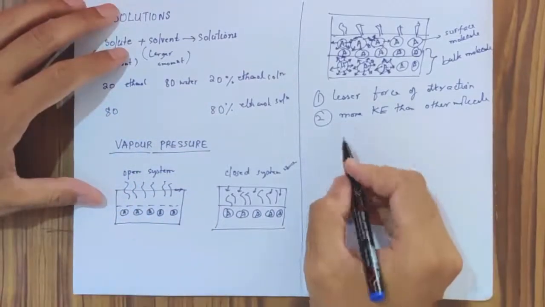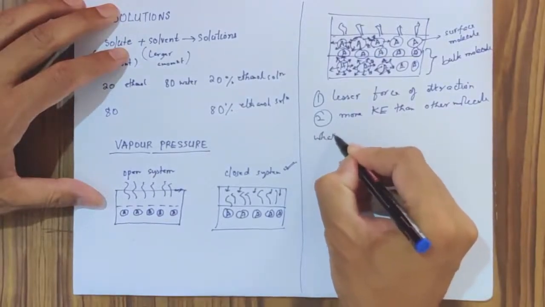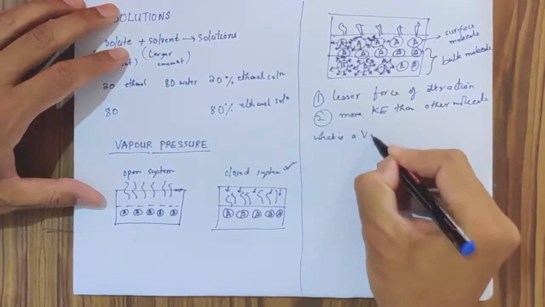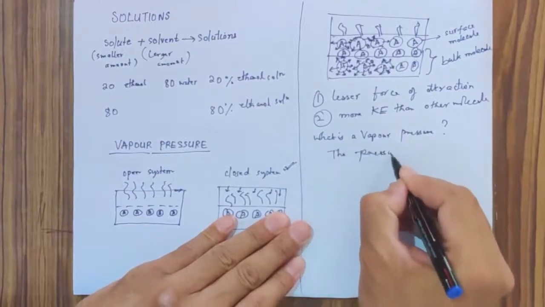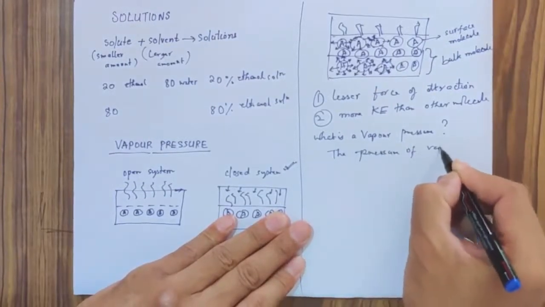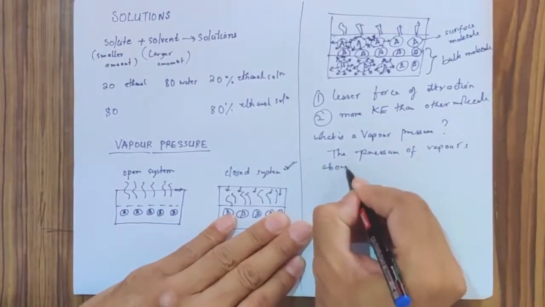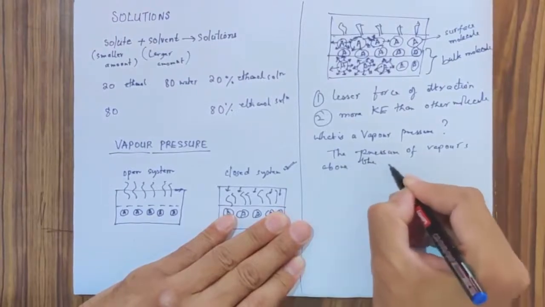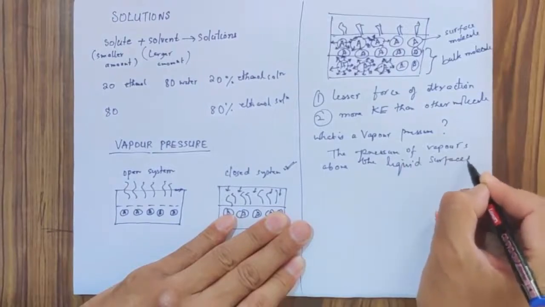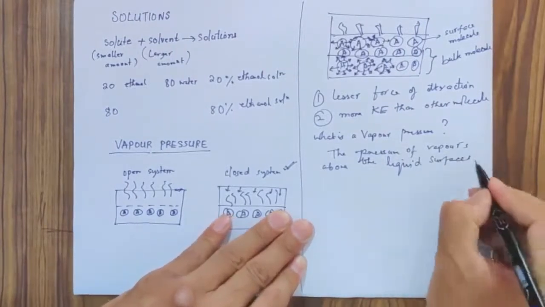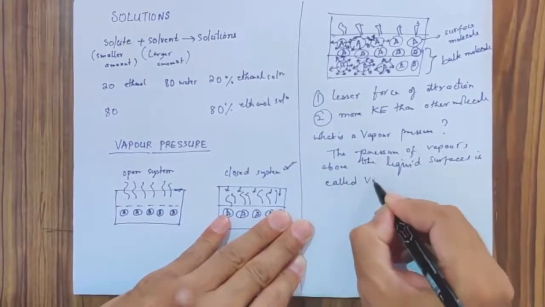Now, vapor pressure. Okay, formal definition. What is a vapor pressure? The pressure of vapors above the liquid surfaces is called vapor pressure.